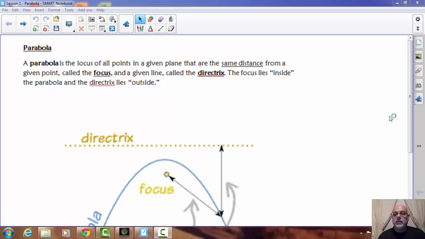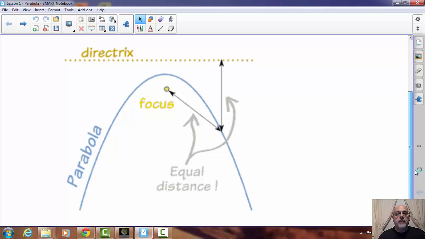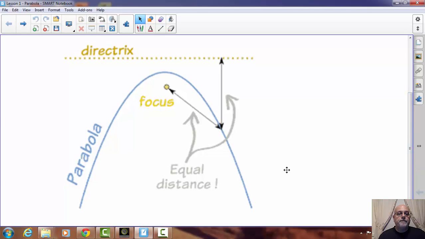So if we look at this graph that's on the front page, the distance from here to there is the same as the distance from here to here. So from the focus to any point on the curve, whatever that distance is, it's the same as the distance from that point on the curve perpendicular to the directrix. That's my point of drawing the little thing that says perpendicular.